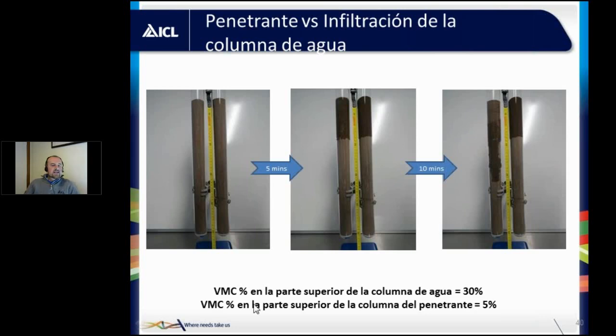Now, if we take a moisture meter and measure the moisture content in the surface of these columns, a column with water applied has a moisture content of 30% of the surface. Essentially, the pores are filled with water. Our column with penetrant wetting agent applied has a moisture content of 5%. It's helped move that moisture down.